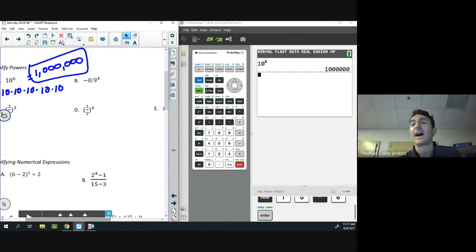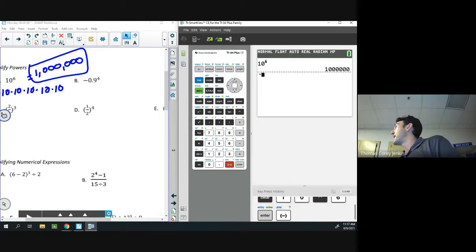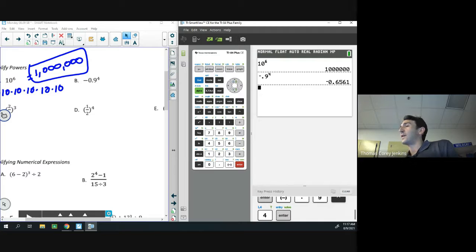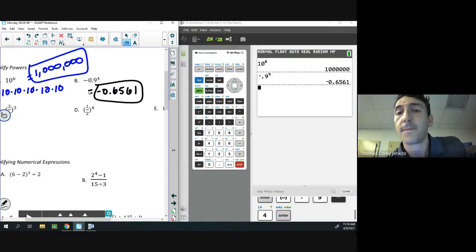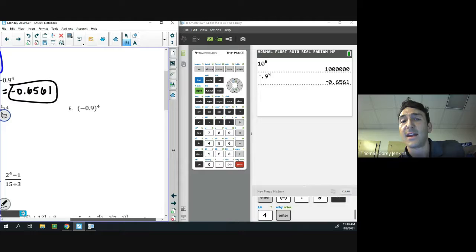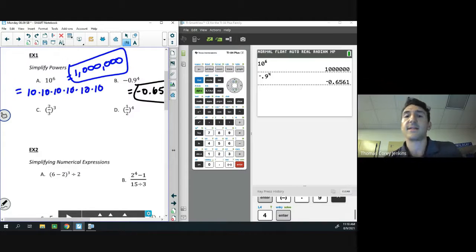Looking at the next one, obviously we have a decimal there, so I'm just going to go ahead and type that in just like I see it. So negative, not minus, but negative 0.9, and then caret key 4 gives me negative 0.6561. So that's our answer there. And then, all right, so let's do one of these fractions together.